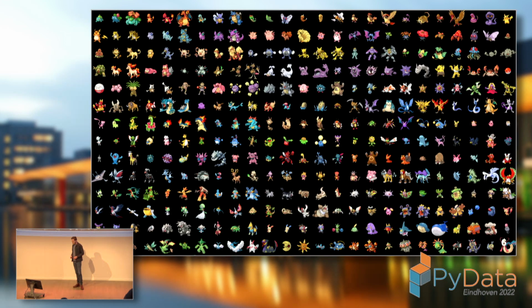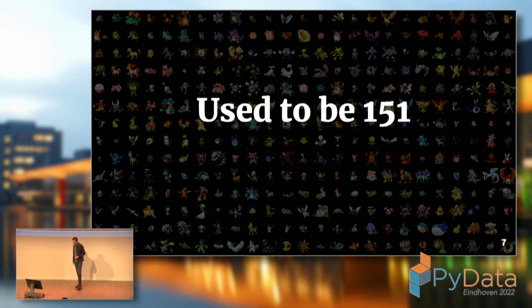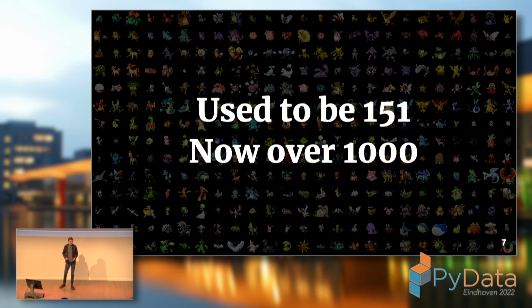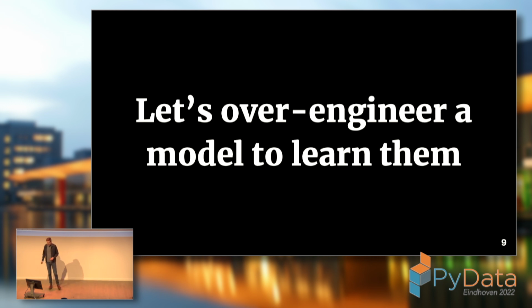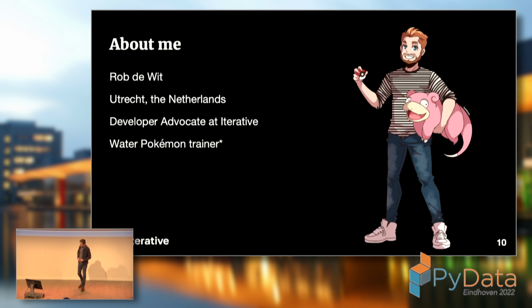And there are also a lot of Pokemon. Back when I was a kid in the 90s, there used to be 150, or 151 to be precise. And right now we're kind of at a problematic over 1,000. So at that point, it just becomes way too much to learn them all by heart. I don't have the time to go through all of those 1,000 Pokemon and learn their type or their 2 types. What I do have the time for is to over-engineer a machine learning model and learn them for me. So that's what we'll be doing today.